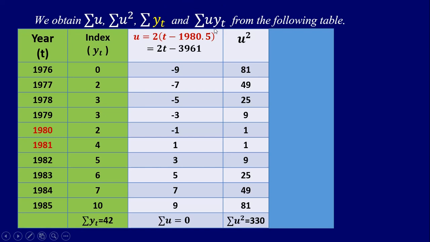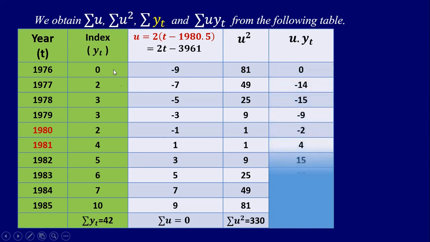Now next thing, we require summation u yt. So we prepare a column for u into yt. The last column is for u into yt. We have these values of u and these values of yt, and we only have to take the product of them. 0 into -9 is 0, 2 into -7 is -14, 3 into -5 is -15, 3 into -3 is -9 and so on. So taking the product of these two columns, we enter the results in this column u into yt.